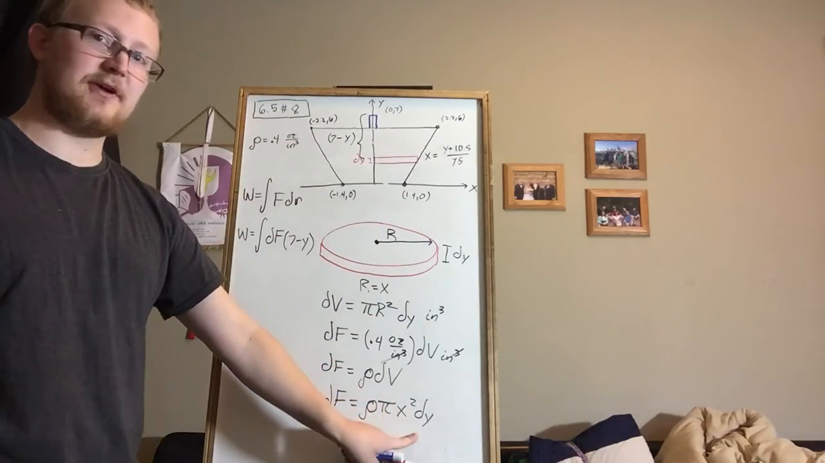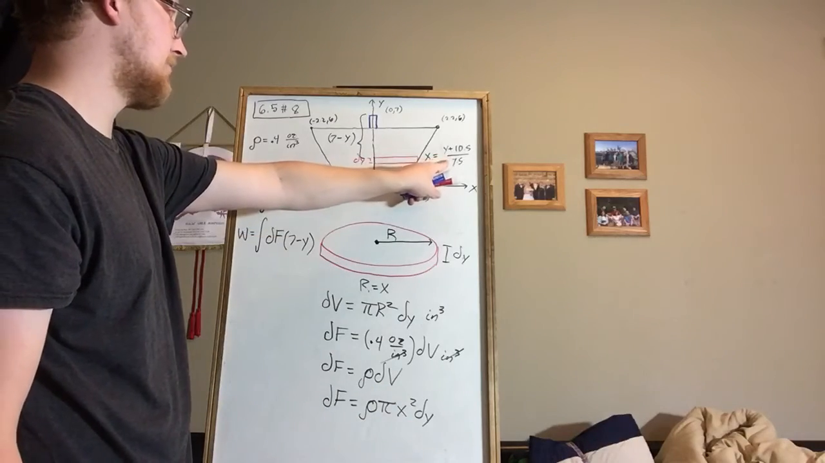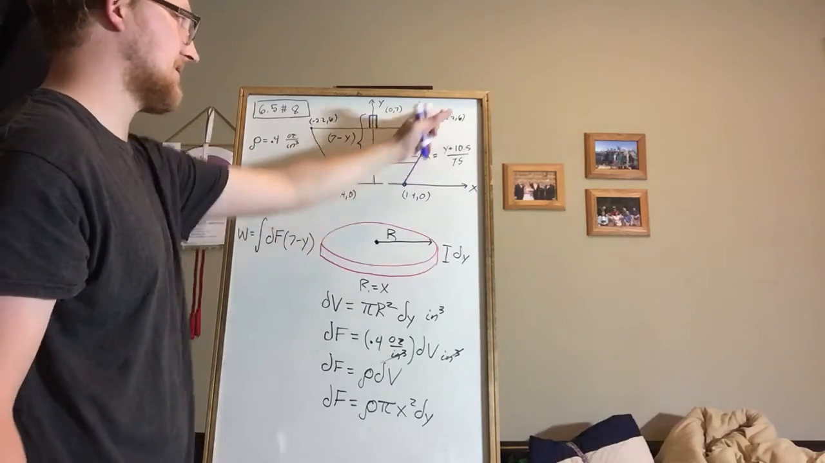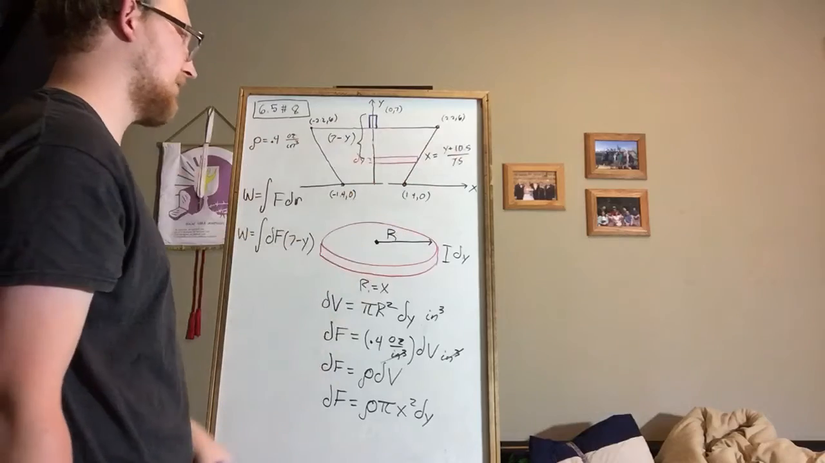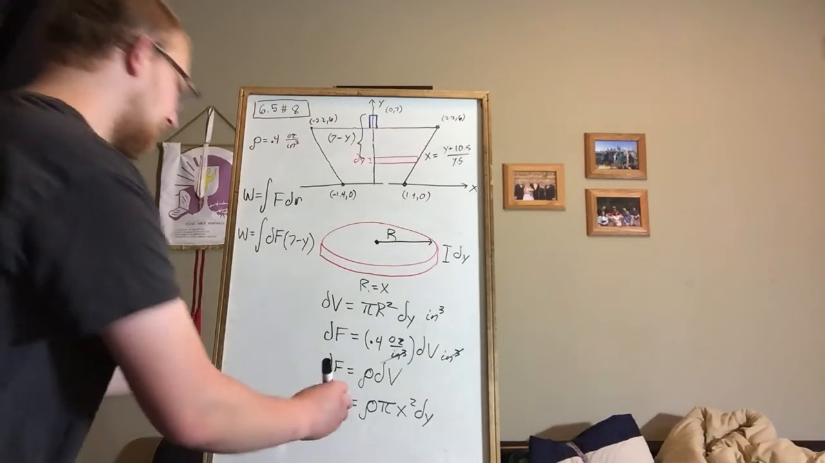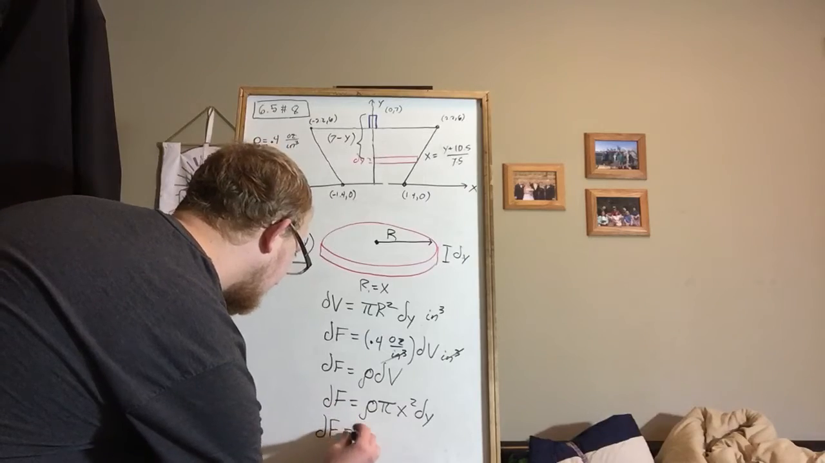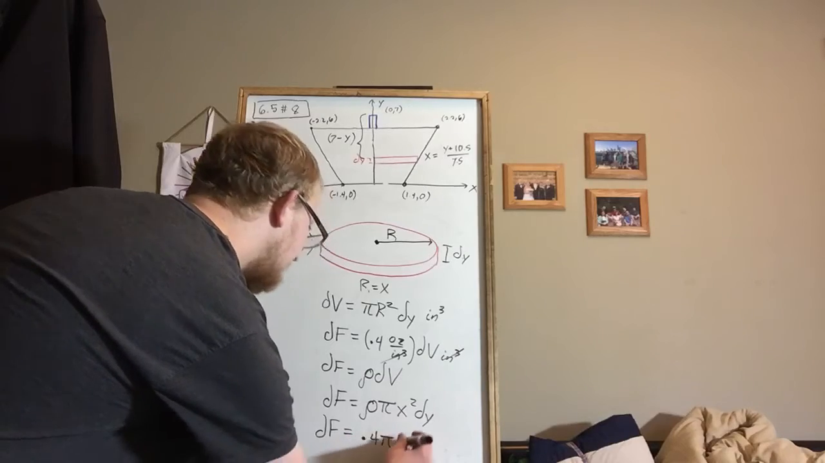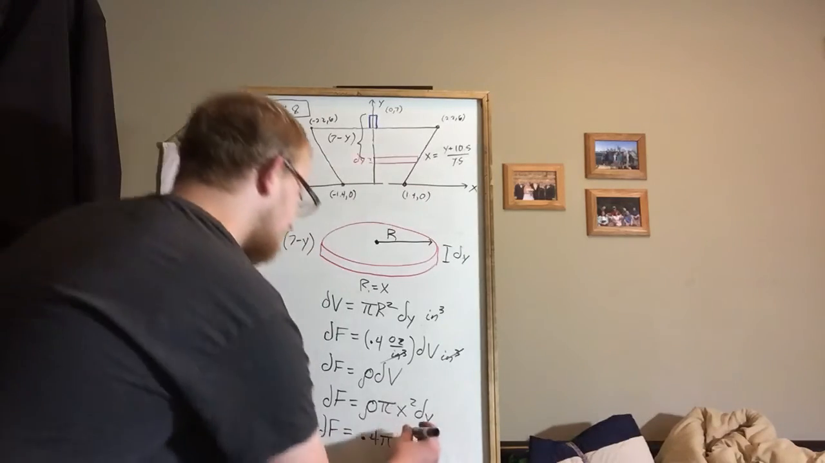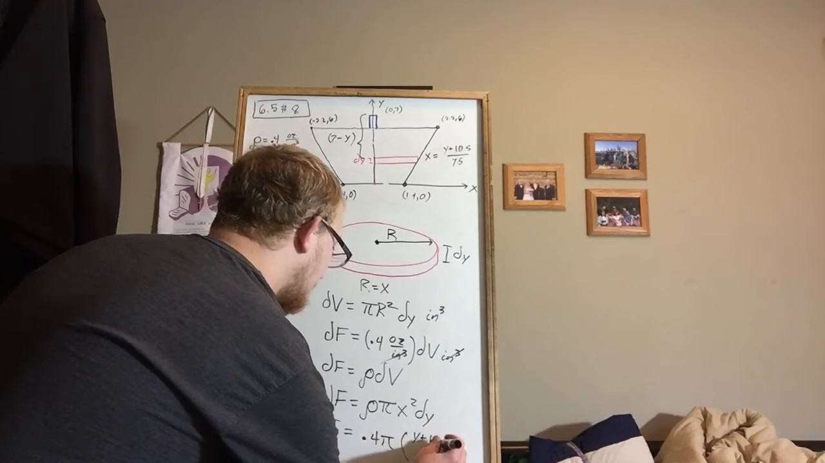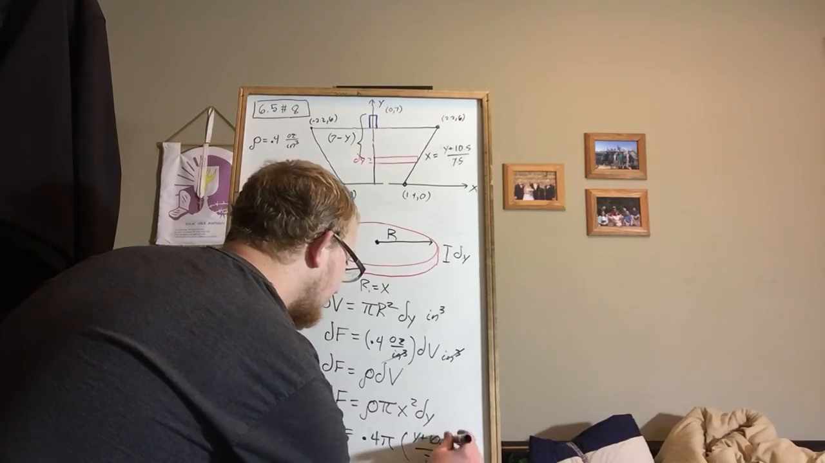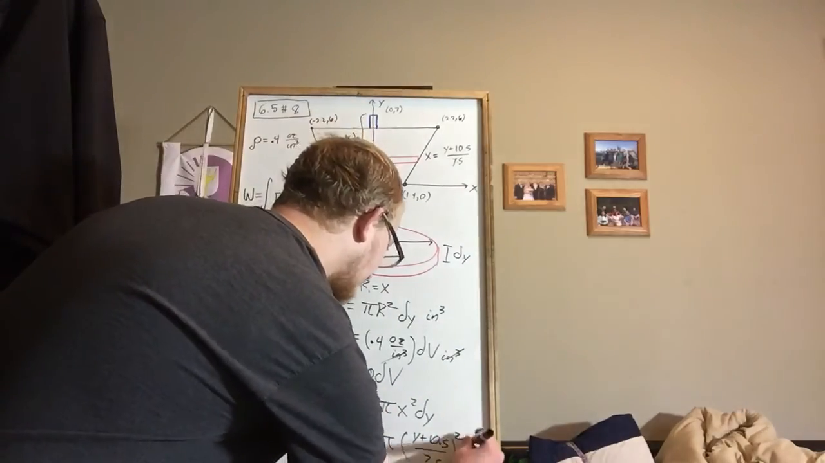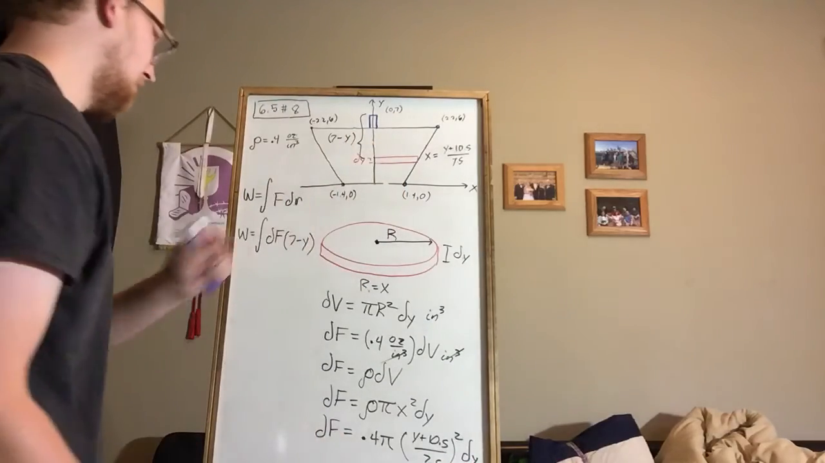Well, because we're integrating with respect to y, we're going to need to solve for x in terms of y. Luckily, the problem's already done that for us with this linear equation, x equals (y plus 10.5) divided by 7.5. So therefore, dF equals, I'm going to replace rho with 0.4 pi times x, which in terms of y is (y plus 10.5) divided by 7.5, and that quantity squared, right, x squared, and then all of that multiplied by the infinitesimal depth dy.